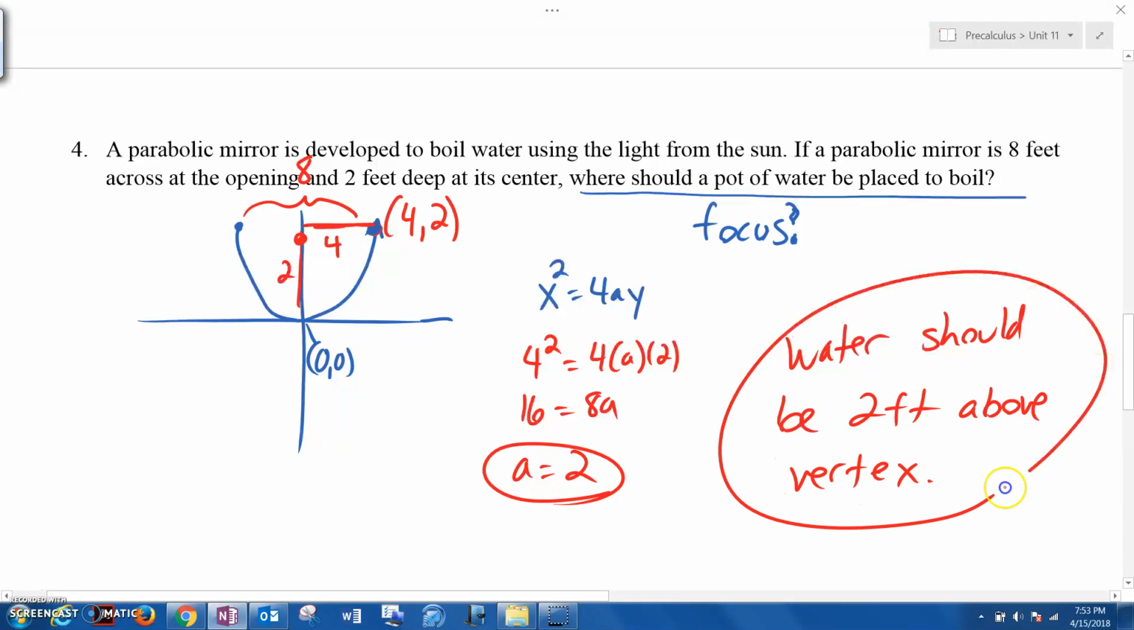Okay, so that's the answer to the problem because we found that a is 2 and that's where the focus is, and that's where we want to put things in a parabola.